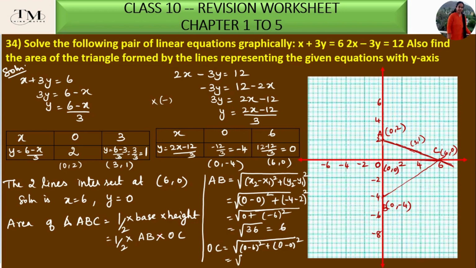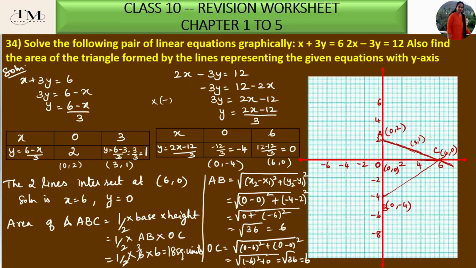So 0 minus 6 is minus 6 whole square plus 0 minus 0 is 0. So you will get the square root of 36. Minus 6 whole square becomes positive, 6 square is 36, so the square root of 36 is 6. So we get half, AB is equal to 6 and OC is equal to 6. One 2 is 2, three 2s are 6. So 3 into 6 is 18 square units. This is the area of the triangle.